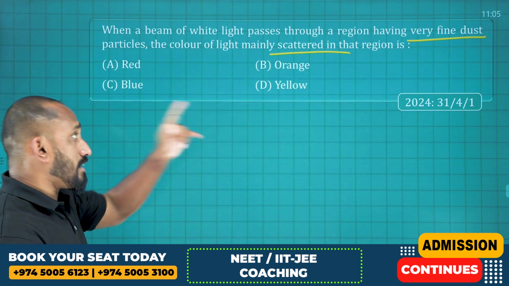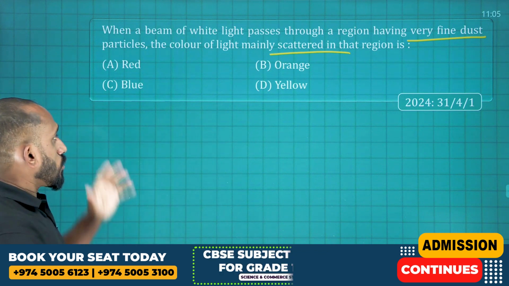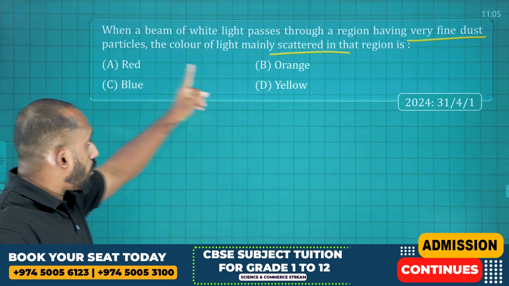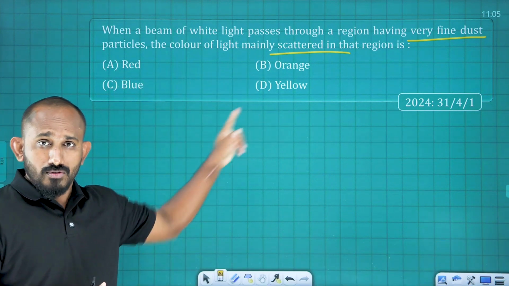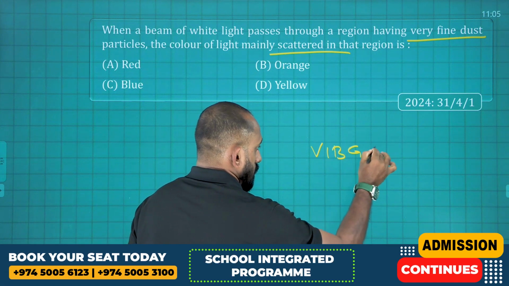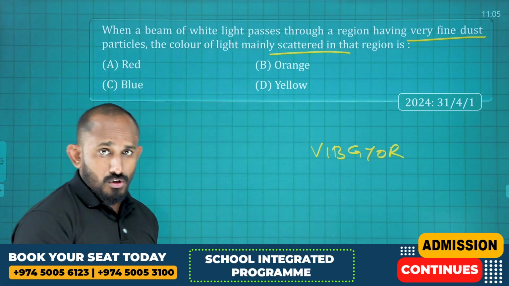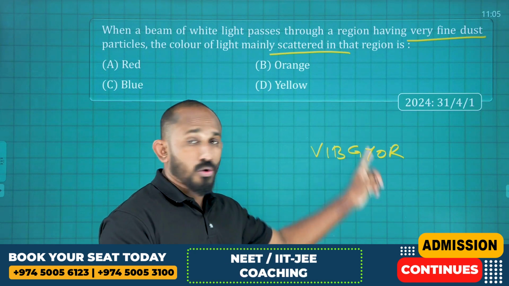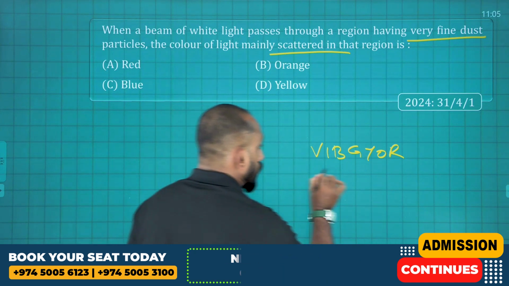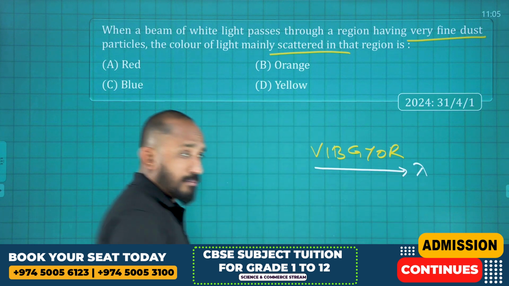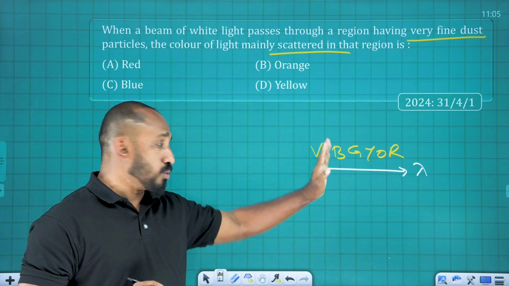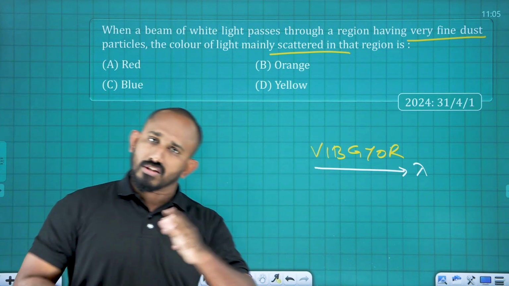So here, very fine dust particles are there. You know the pattern, VIBGYOR: violet, indigo, blue, green, yellow, orange, red. In this, we have the ascending order of wavelength. Lambda is increasing from violet to red. So on the left side, violet, indigo, blue have the least wavelengths. All three will scatter.